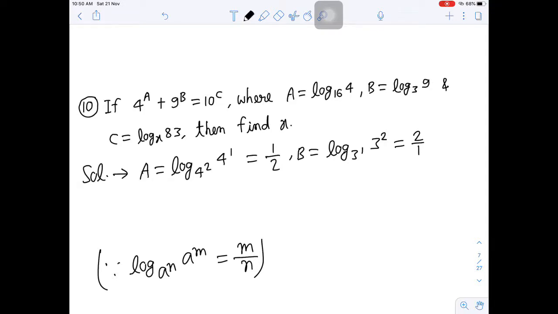Okay, then 10 to power c, that is nothing but 4 to power a plus 9 to power b. So we will get 4 to power 1 by 2 plus 9 to power 2. 4 to power 1 by 2, 1 by 2 is like square root. So square root of 4 plus 9 square, that's 81. So you know root 4 would be 2. 2 plus 81, 83.